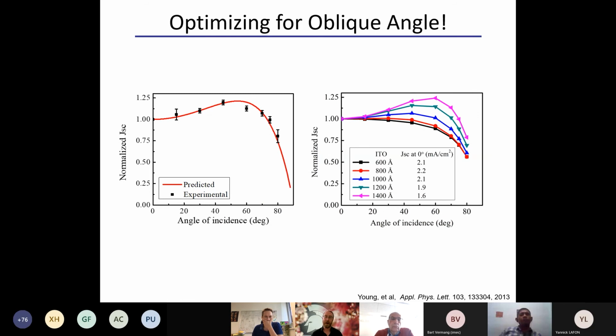So we took a device and compared the model, and we see good agreement. And then we took that model and tried to optimize the roll-off performance. And this is just optimizing one parameter. We see that the roll-off can change dramatically as a function of incident angle, and yet the short circuit current density at normal incidence doesn't change very much.